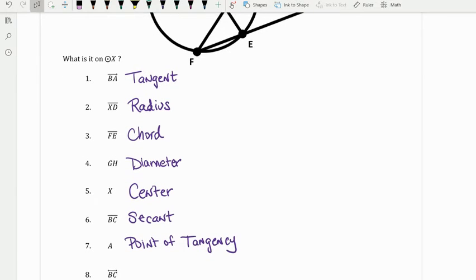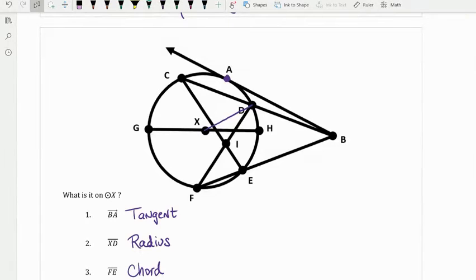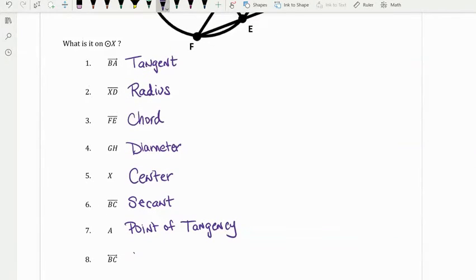Next one is line BC. We had segment BC earlier. If I now just call that line BC, it just means that it would go on forever in both directions. It still is outside the circle, so that is still a secant.